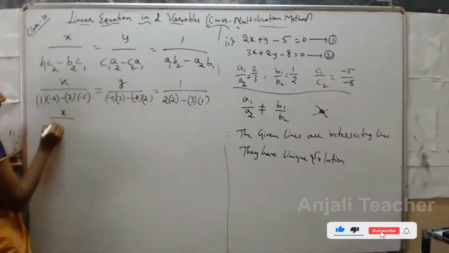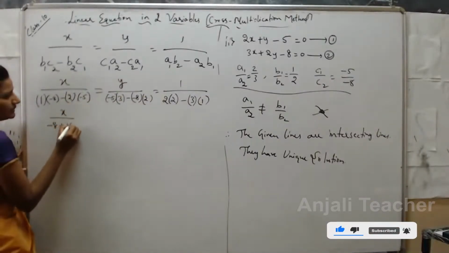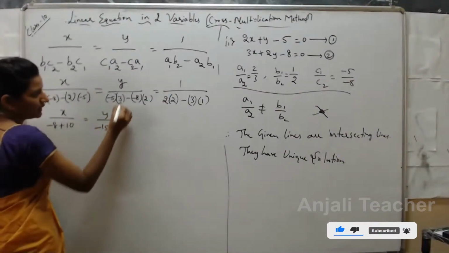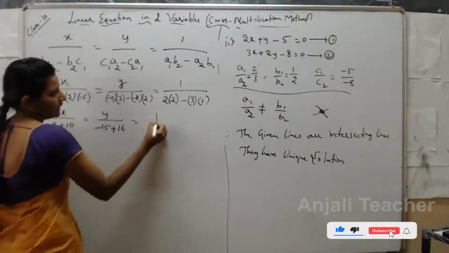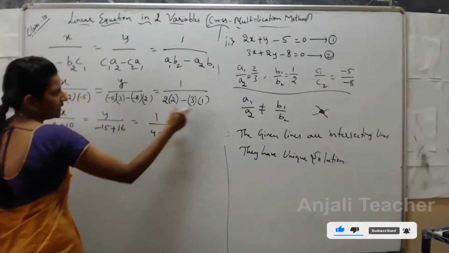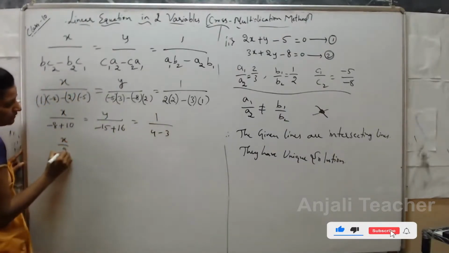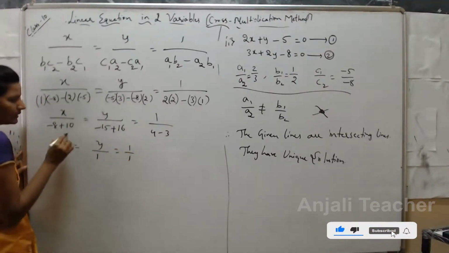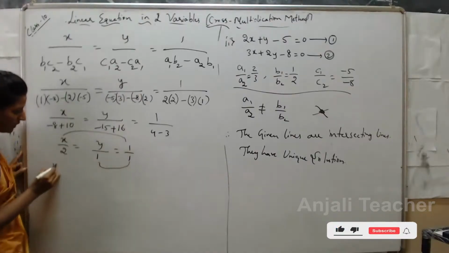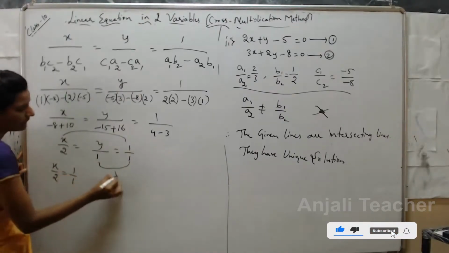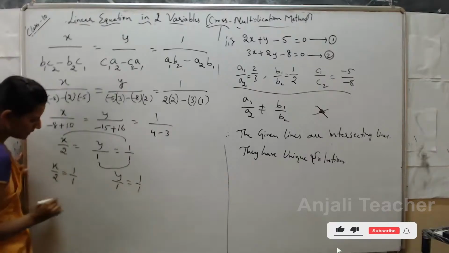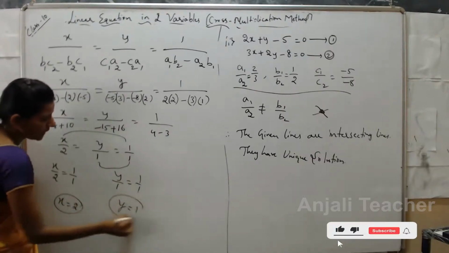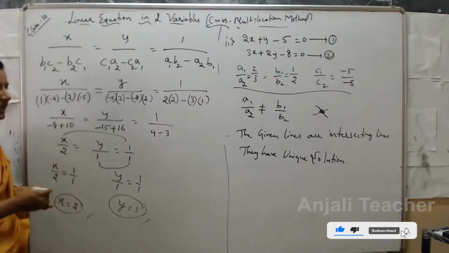x by minus 8, minus into minus, plus 10. 5 twos are 10. y by 5 threes are 15, minus into minus, plus 8 is 16. 1 by 4 minus 3. Now, x by 2 is equal to y by 1 is equal to 1 by 1. Compare these. Therefore, x by 2 is equal to 1 by 1, y by 1 is equal to 1 by 1. Therefore, x is equal to 2 and y is equal to 1. So, these two are the solutions, x and y values.